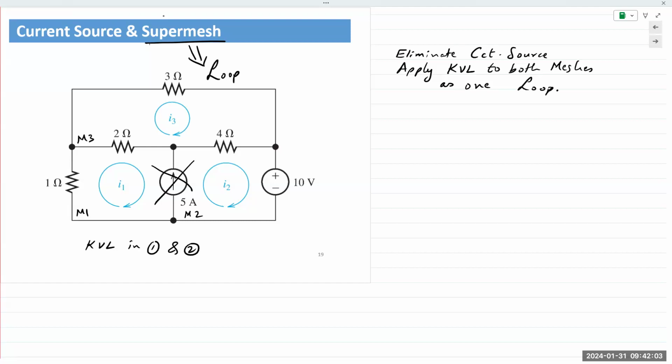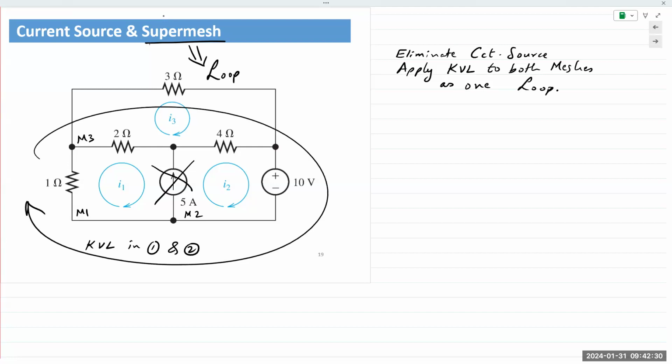That's all. So again, super mesh concept, even if you don't understand how it's derived. Derivation is not important, but all you're doing is applying KVL to the outer ends of that mesh. That's all. So let's not get bogged down in the derivation. Simply apply KVL in the outer loop. Now you have resistor voltages, and then voltage sources.